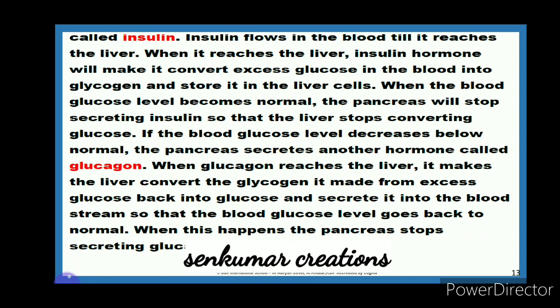Okay, so when this happens, the pancreas stops secreting glucagon. So the pancreas secretes two different types of hormone. One is insulin, another one is glucagon. Insulin converts glucose into glycogen, and glucagon converts glycogen into glucose. Okay, don't forget.